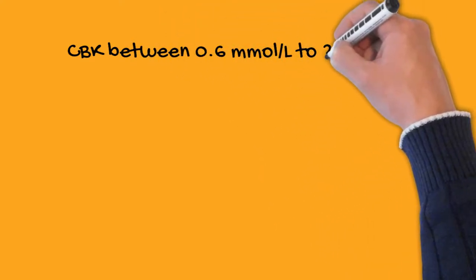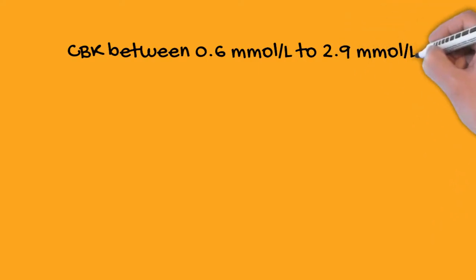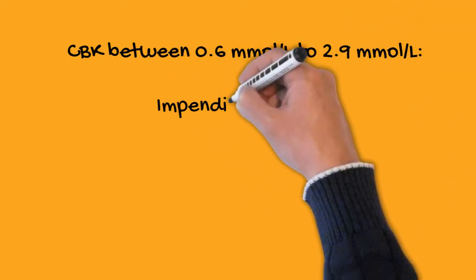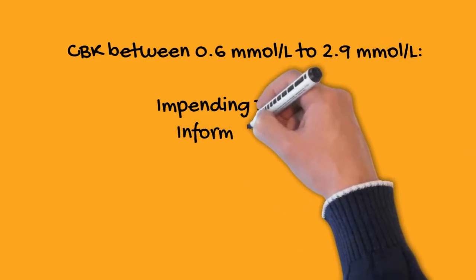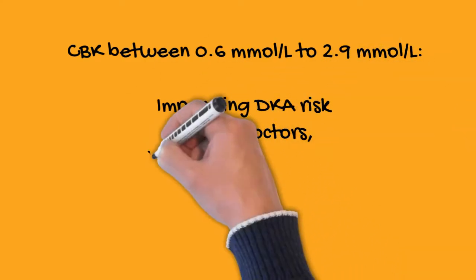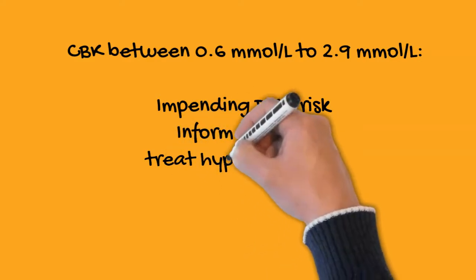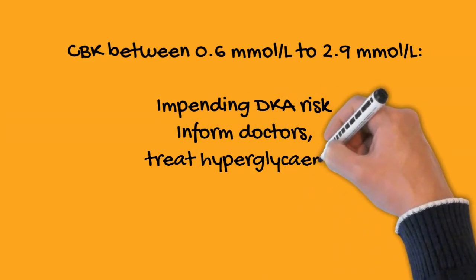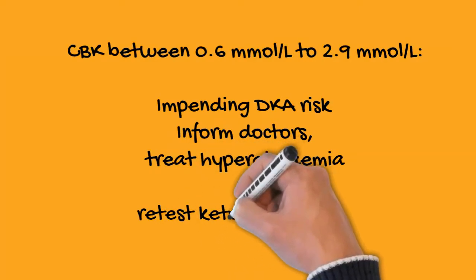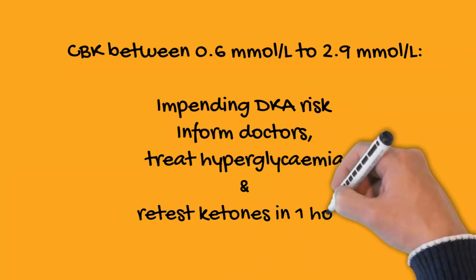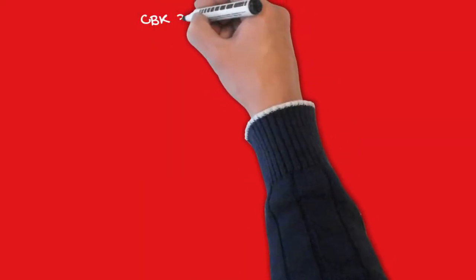A capillary blood ketone level between 0.6 and 2.9 millimoles per liter suggests significant impending risk of decay. You need to inform the doctors, treat hyperglycemia, and retest ketones in an hour's time. Make sure the patient is hydrated, has received their insulin, and is taking carbohydrates. And the triggers for ketosis have been dealt with.